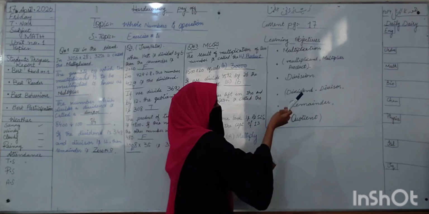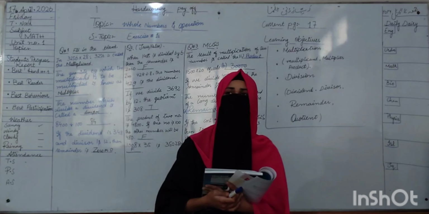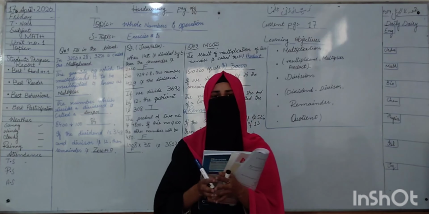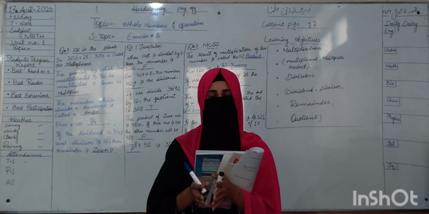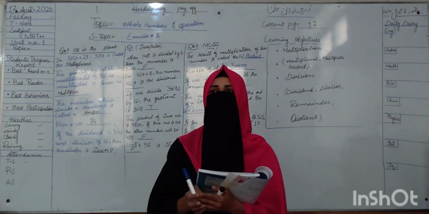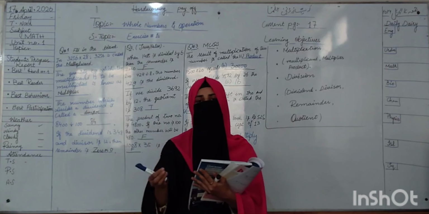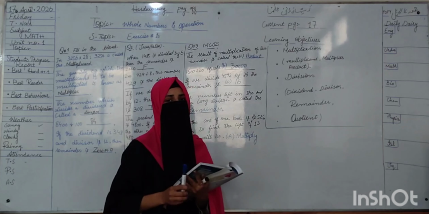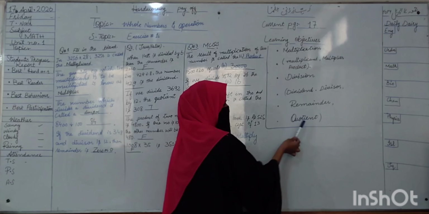Next one is division. Students, you know that division means to find out how things are to be divided. For example, if you have to divide 10 apples among 5 people, which method will you use? The method to divide the things is division. There are 4 subtopics about division: dividend, divisor, remainder and quotient.